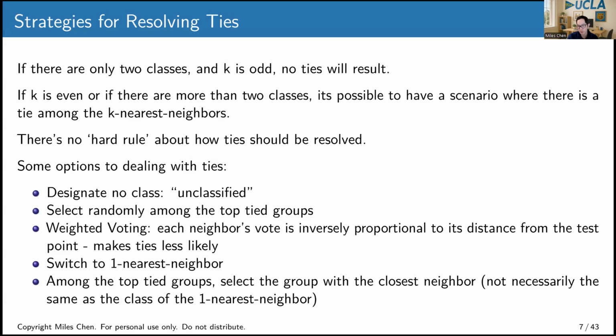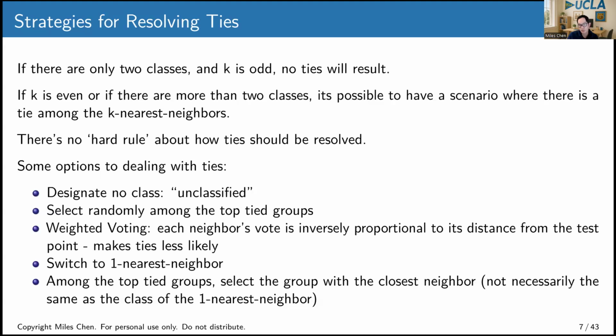Sometimes with K nearest neighbors, because when you do your classification there's a majority vote at the end, sometimes there's a tie. Okay. Now you can avoid this a little bit if you have only two classes and you keep K to be odd. Okay. But if K is even, or if you have more than two classes, then it's possible to have a tie, even among your K nearest neighbors. And there's no set rule on how ties should be resolved.